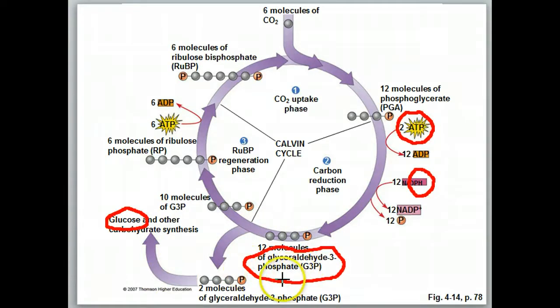Now, since this is a cycle, we have to get back to where we started. So we're going to rearrange these intermediate compounds. We're going to use some more ATP that was produced by photophosphorylation to rearrange this and get back to that ribulose bisphosphate that can then again pick up carbon dioxide.